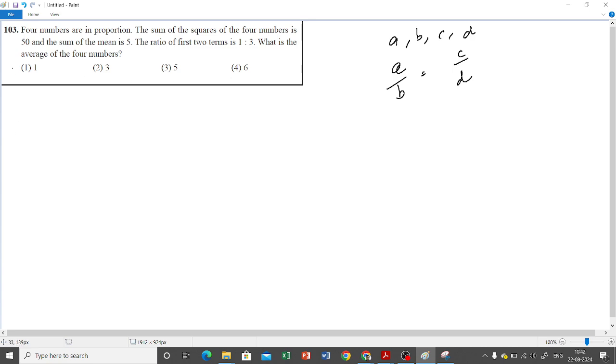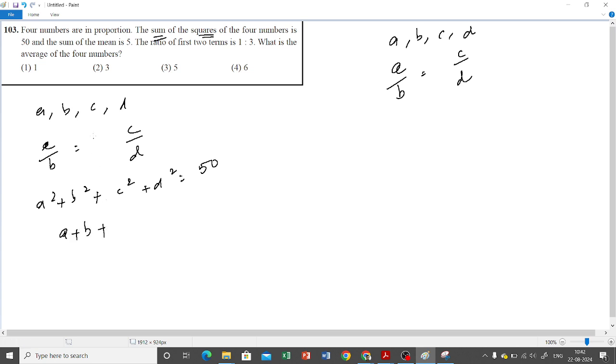অনেক কিছু বলছে। So four numbers are in proportion. So let me take a, b, c, d. Okay. So that means what? A by b is equal to c by d. This is the case. The sum of the squares of the four numbers. That means what? A square plus b square plus c square plus d square is 50, right? And the sum of the means.